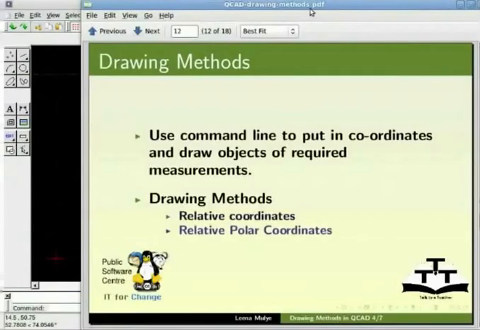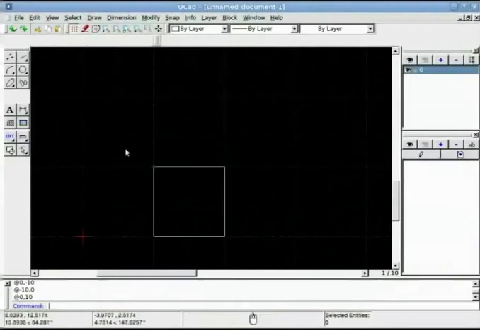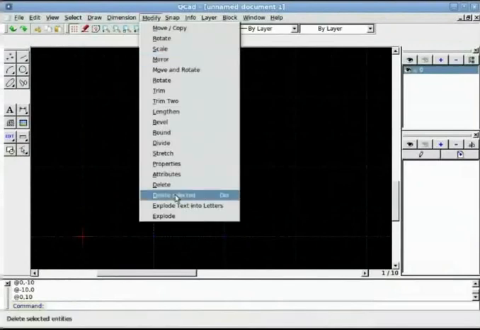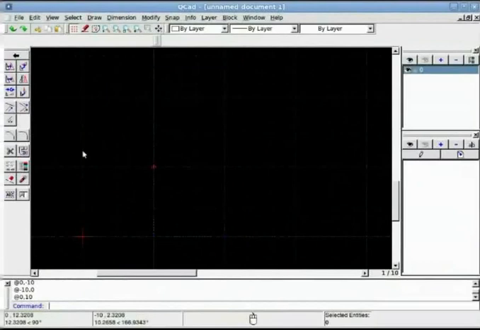Next is the relative polar coordinate system. It relies on distance and angle relative to the last specified point. Distance is always positive and represents the distance away from the first point. Let's try and draw the previously drawn square using this polar coordinate system.